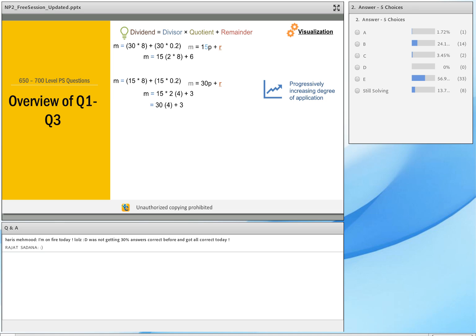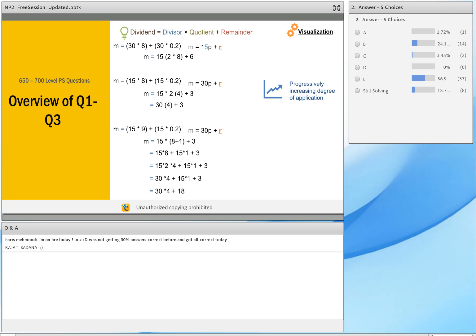The second one, we reversed this. We said m divided by 15 got us 8.2. We had to figure out the remainder when m is divided by 30. We used a very similar method, and again got the remainder as 3. The third question, we were told that m by 15 is 9.2, and we had to figure out the remainder when m was divided by 30. Again, we used a similar approach, but we split 9.2 into 8 plus 1 plus 0.2, and then we got the remainder. Essentially the same equation, slightly different application of that equation.